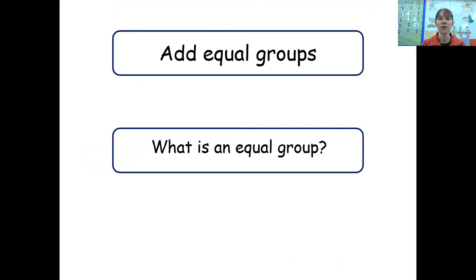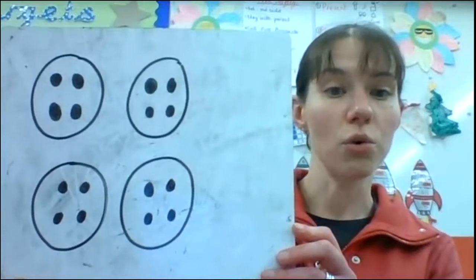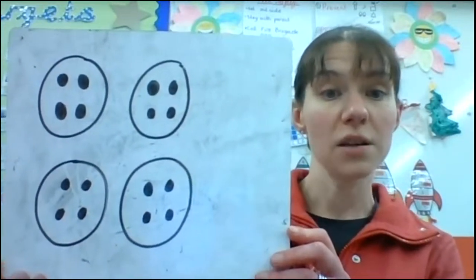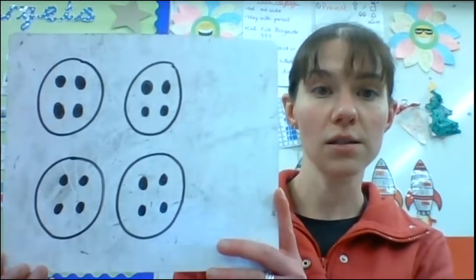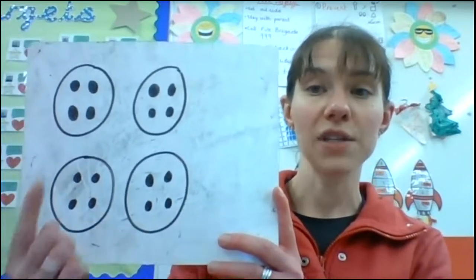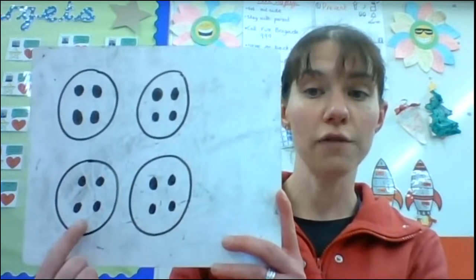Okay, moving on then. So today we are adding equal groups. But what is an equal group? I'm just going to stop sharing with you there, make myself big again so that I can show you on my whiteboards. So here on my whiteboards, I have drawn some equal groups. So this is what equal groups would look like. And they're equal because I can see I have the same number of dots in each of the groups.